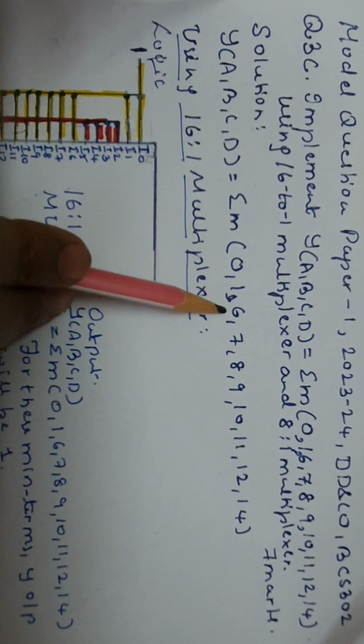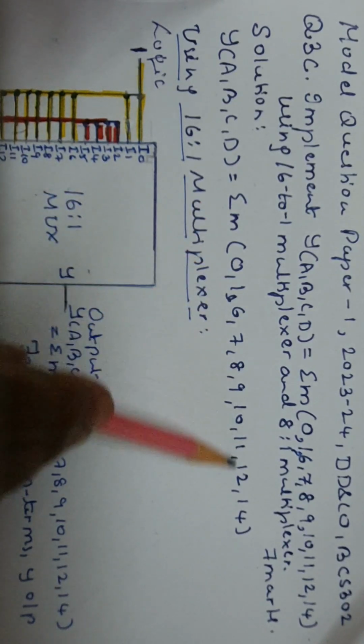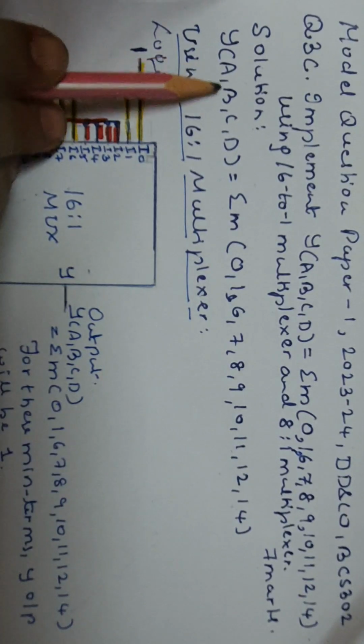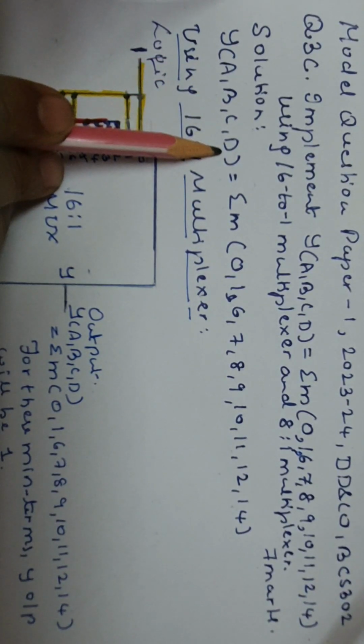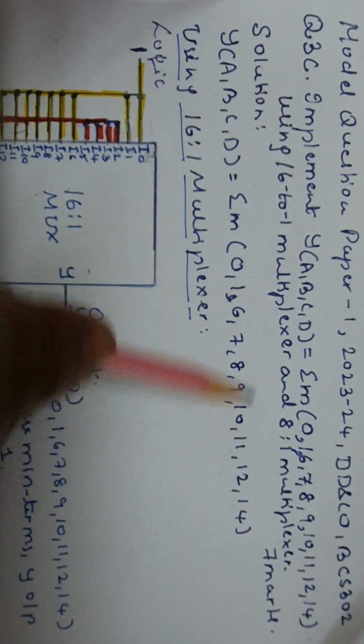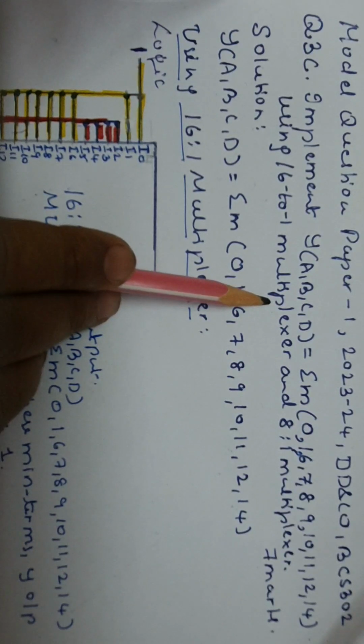The given function is this. It is given in the sum of minterms, which means these are product terms. Here the maximum minterm is 14. Here 4 input variables are there. Hence 2 raised to 4 is 16. So this can be directly implemented using a 16:1 multiplexer.